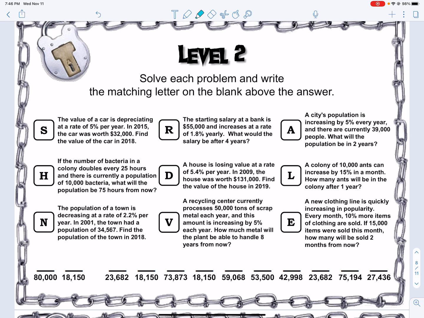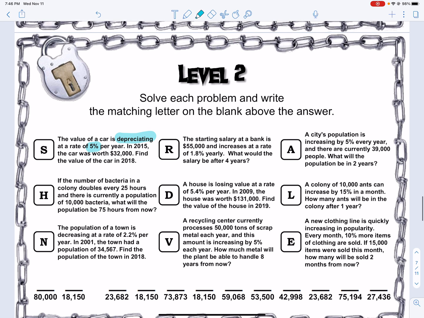The value of a car is depreciating at a rate, depreciating means minus, of 5%. So I'm just going to come up here because I need some room. So I know in the parentheses, it's going to be 1 minus 0.05, okay? Per year. In 2015, it was worth $32,000. So that's my initial value in 2015. In 2018, it wants you to find the value. So that would be 3 years from 2015 to 2018.